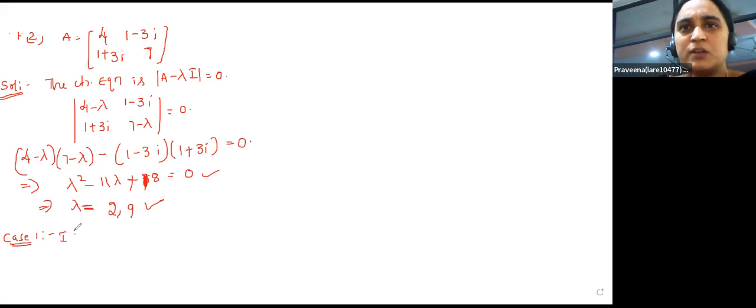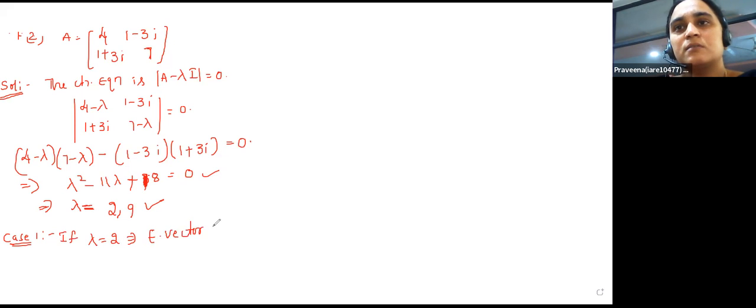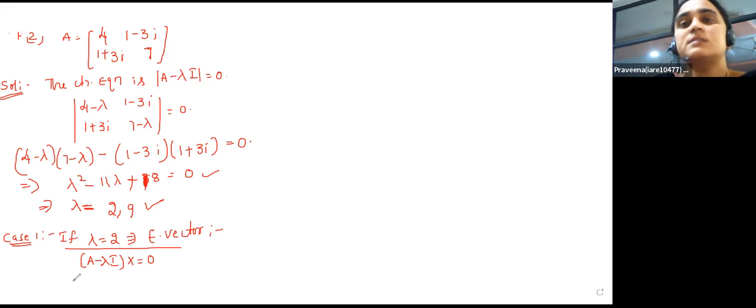Okay. Now continue to the next one, case 1. If lambda is equal to 2, for that case, find the eigenvector. Solve and tell me. A minus lambda I into x is equal to 0.